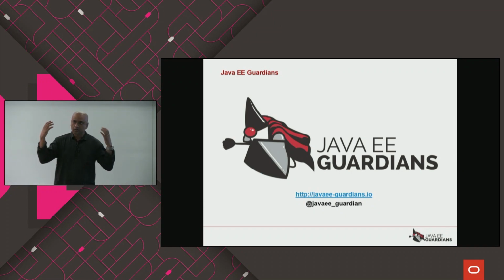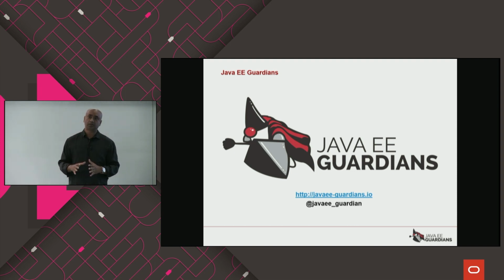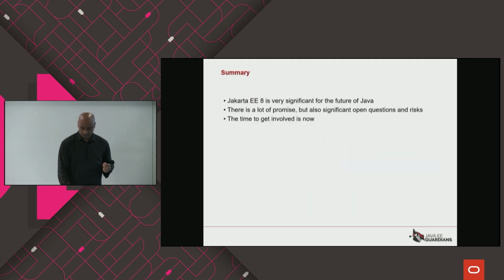So what do you do? Okay, this is where your part comes in. You need to be involved. I'll tell you the many different ways of getting involved, but one way you can get involved is stay tuned to the Java EE Guardians, okay? We're that small set of people that are trying to keep an eye on things and trying to bring a user perspective in all of this stuff, okay? So stay tuned with us.